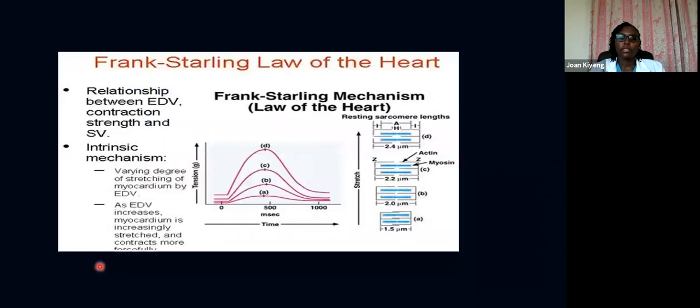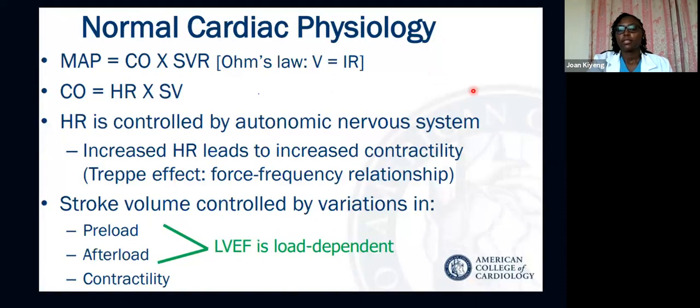And we all remember, I hope you remember, the Frank-Starling law of the heart. Can somebody take me through that? Frank-Starling.